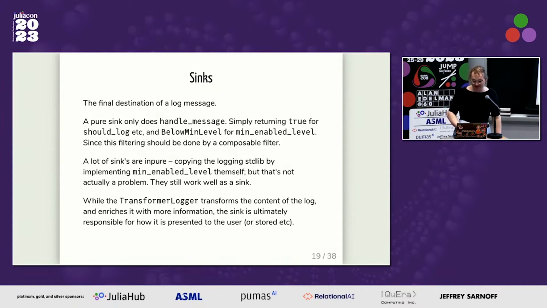I guess it's worth thinking a little bit about the transform logger versus syncs. So the transform logger semantically changes the content of the log message, whereas the sync is ultimately responsible for how to present it to the user. So we can imagine things like writing to file versus adding some colors versus encoding in JSON. You technically can do all that in the transform logger by just transforming the log message, but it's not really the use as intended.